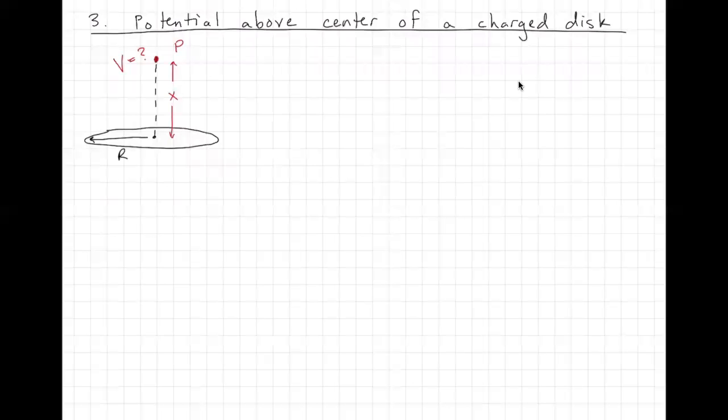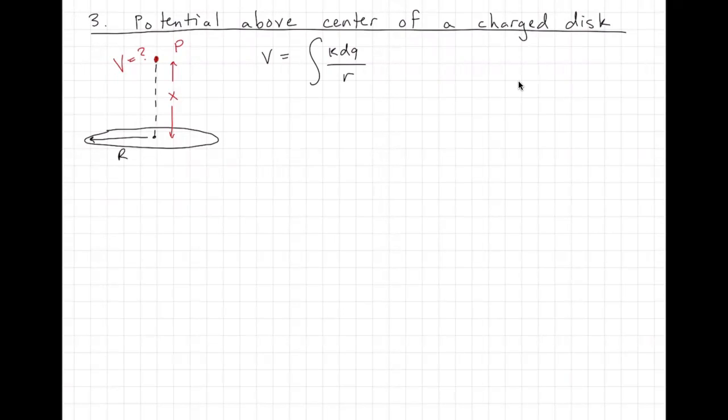Okay, so what we want to do again is find the potential at that point P. So we're trying to do this integral again, integral k dq over little r. So we need to figure out what dq's we're talking about and what little r is for each of those dq's, and then integrate over the entire disk to get that. So I'll draw a dq here.